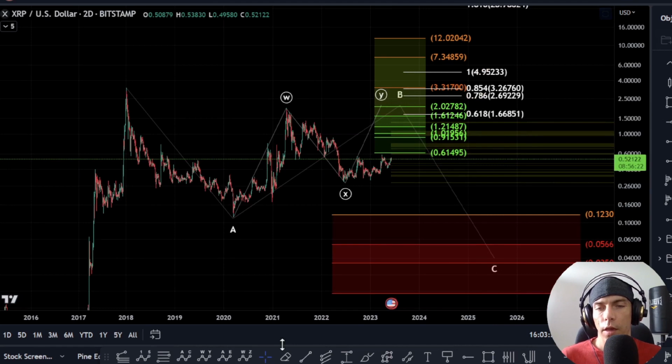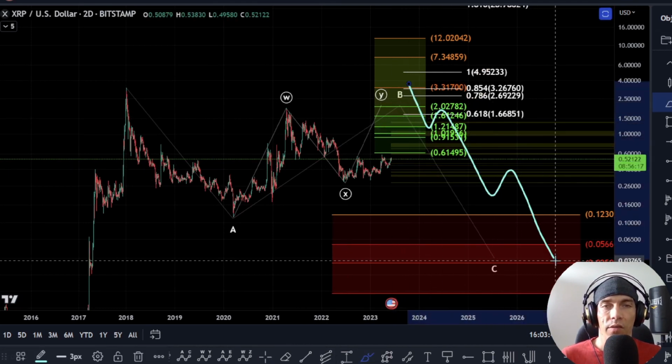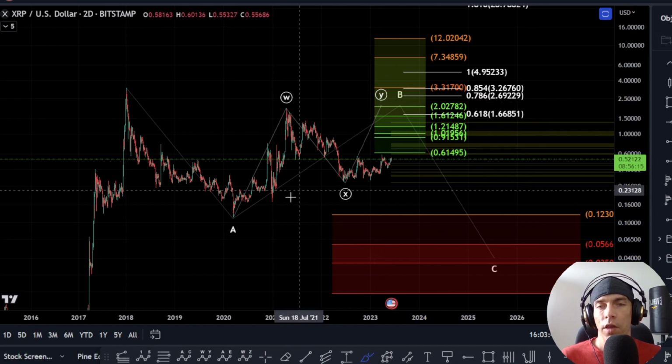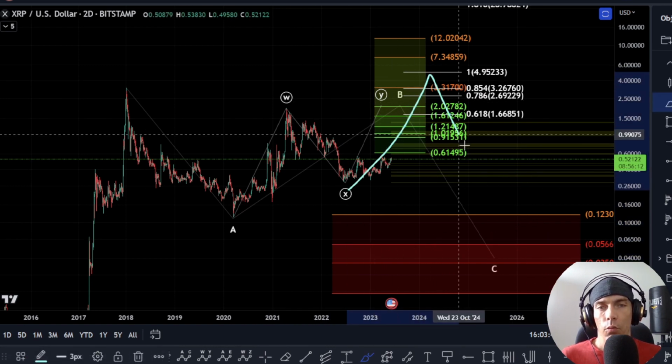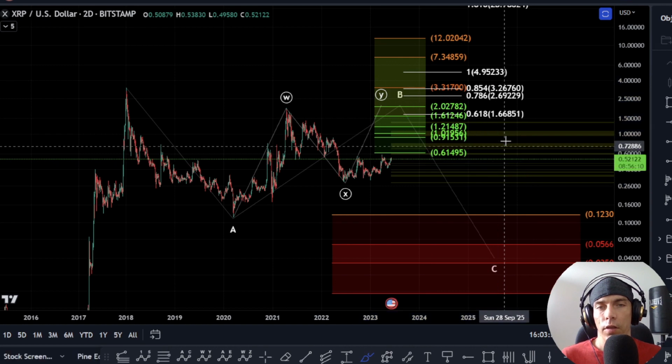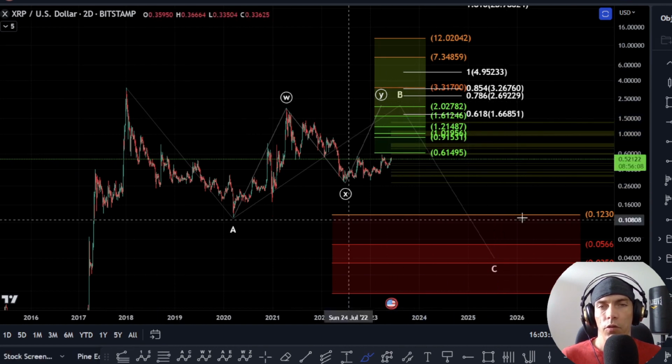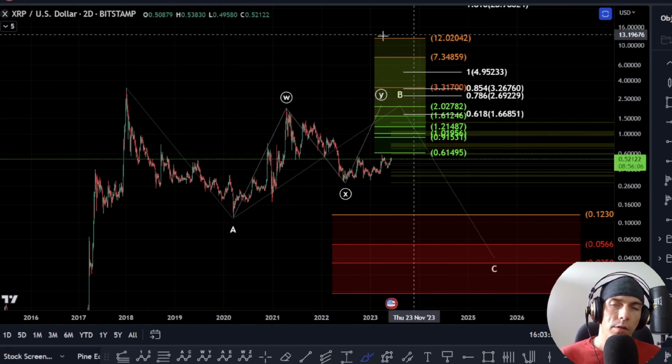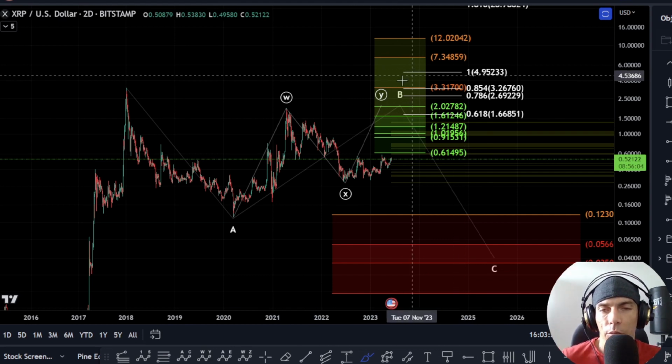Now the key thing here, what we'd be looking for as confirmation, would be a 5-wave move to the downside off the back of this. If we had a move up here and we only had a 3-wave move to the downside, this would indicate that this count is wrong. So I'm just showing you this. This is a more speculative count, but it is still something I'm just keeping an eye on.